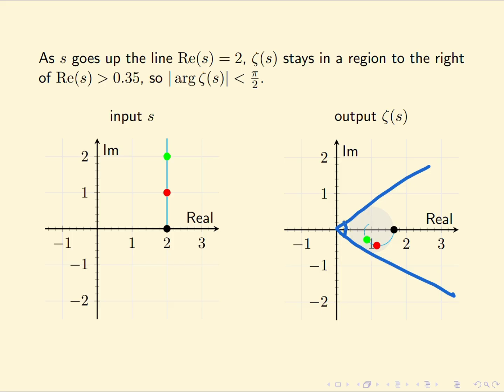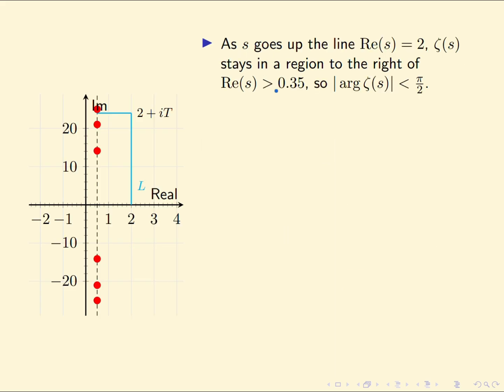But I don't even need to calculate the angle. I can just say it can't ever cross this line, the imaginary axis. So therefore the angle is bounded by pi over 2, and that's enough for what we need. This is just restating what we said before. As s goes up the line real part equals 2, zeta of s stays in a region to the right of real part of s greater than 0.35, and therefore the arg is completely bounded.